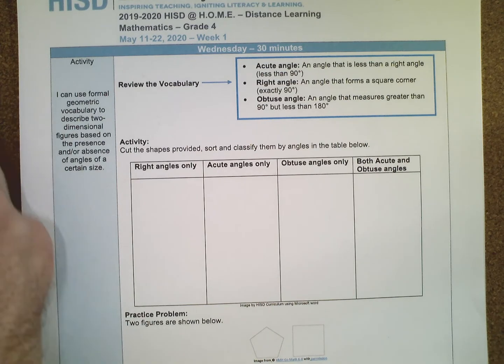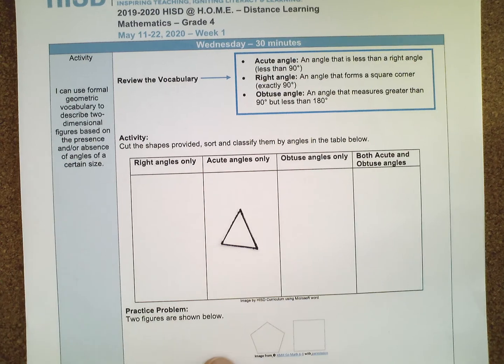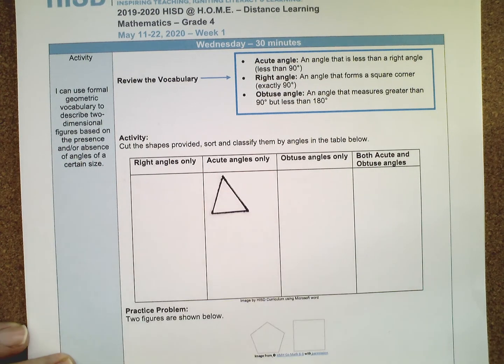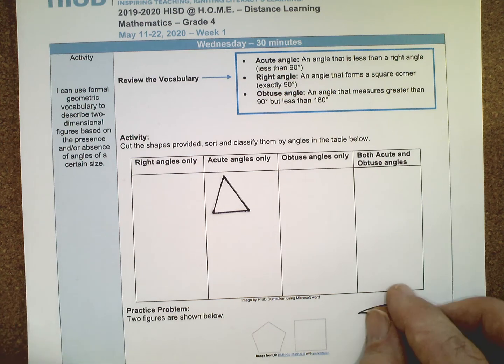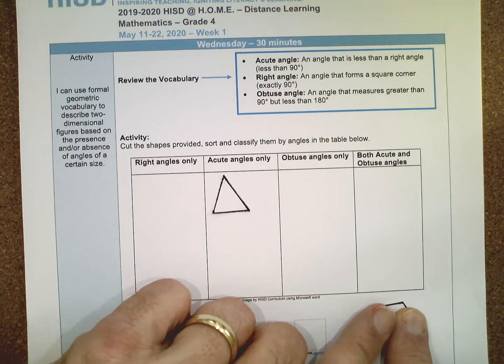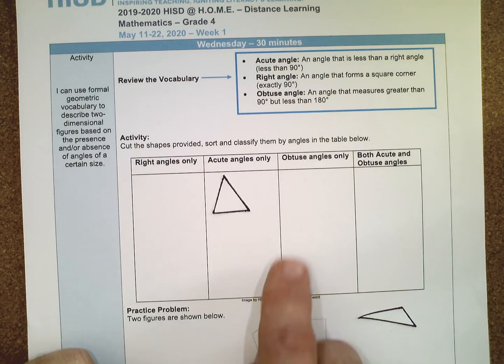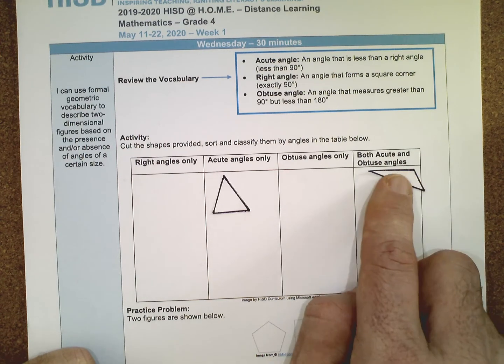Okay, and so we'll take each one that they've given us. First figure they gave us was this one, which is an acute triangle. So this has only acute angles. So that would go there. The next one they give us is this one, which is an obtuse triangle because it has two acute angles and one obtuse angle. So it's not only obtuse angles, it would fall into this category, both acute and obtuse angles.